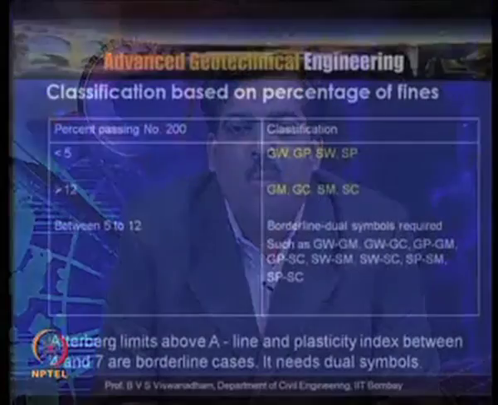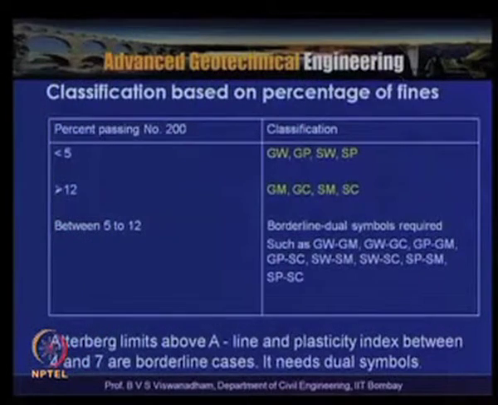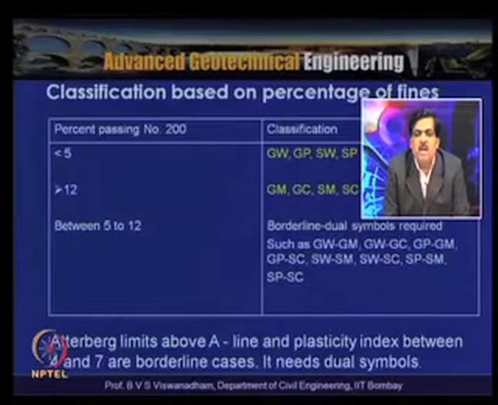And classification based on the percentage of fines. If the percentage passing number 200 sieve, that is 75 micron sieve, is less than 5, then it is indicated as GW, GP, SW and SP, and if greater than 12, it is indicated as GM, GC, SM and SC. Between 5 and 12, these are called borderline symbols. So they carry dual groups: if the percentage passing is greater than 5 and less than 12, then it can be GW-GM or GW-GC, GP-GM, GP-GC, SW-SM or SW-SC, and SP-SM and SP-SC.